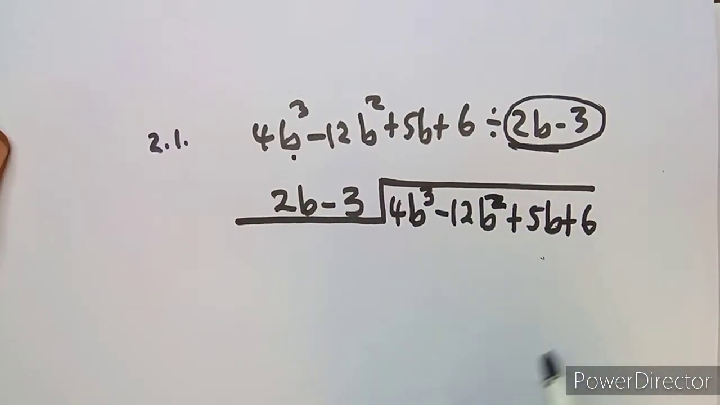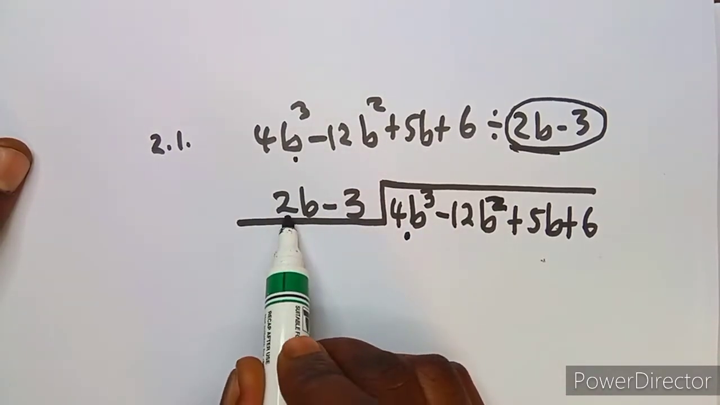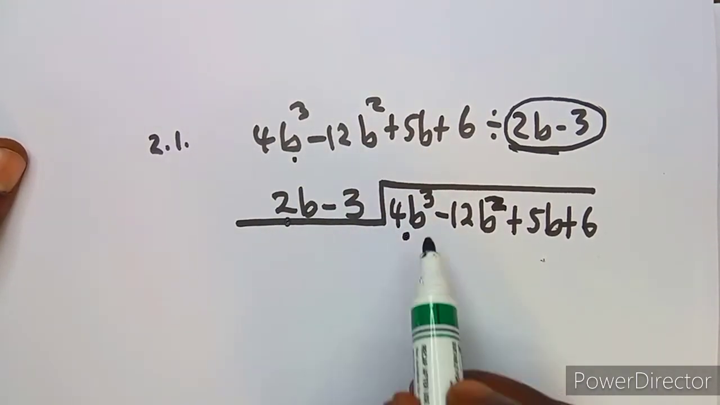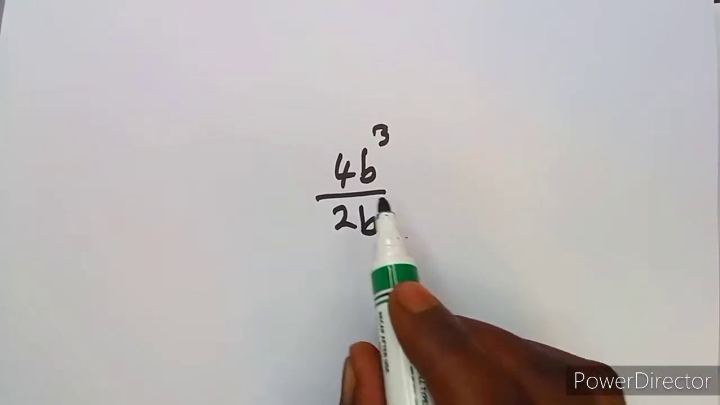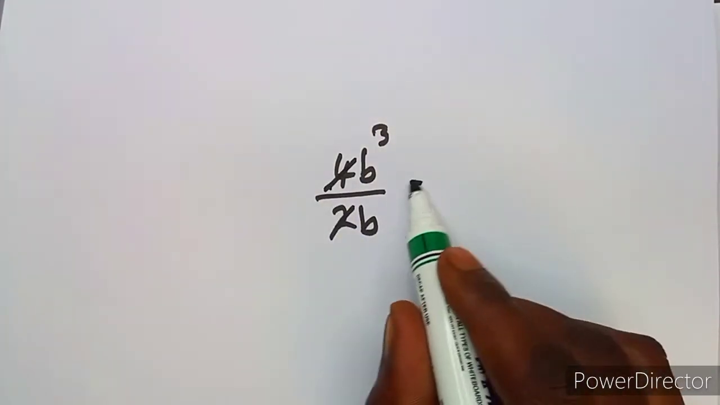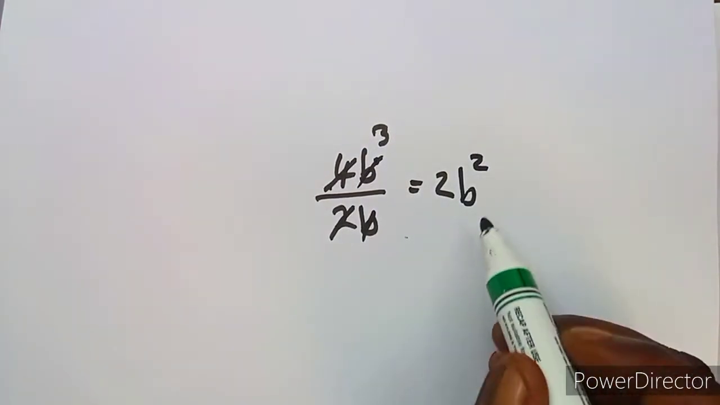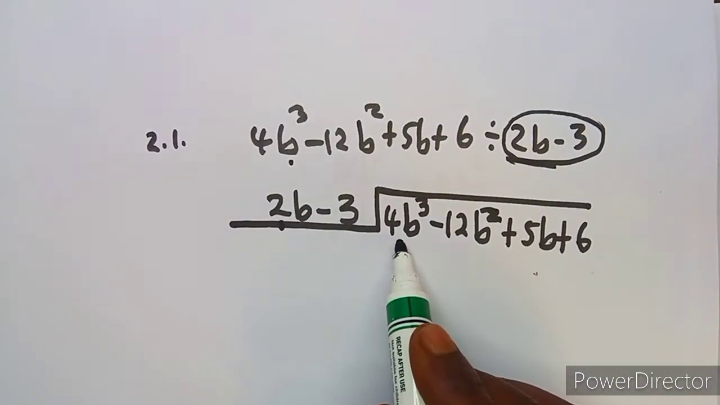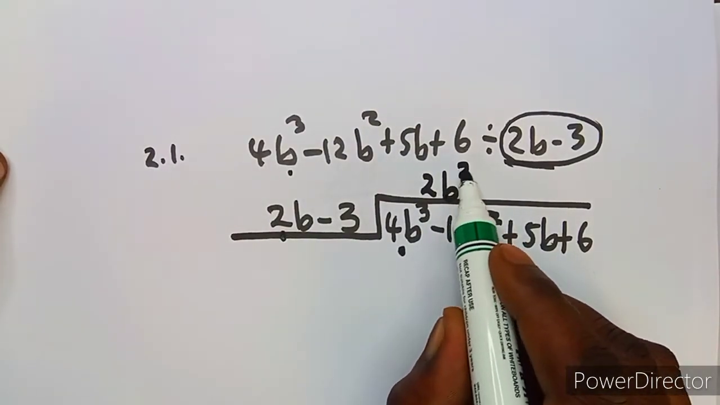How do you apply long division? Remember the concept. You divide the first term by the first term. So it's 4b cubed divided by the first term, which is 2b. Okay, so 4 divided by 2, that is 2. B to the exponent 3 divided by b, so this is going to give us b squared. Or you can just subtract the exponents, 3 minus 1, which is 2. So when you divide 4b cubed by 2b, you obtain 2b squared. This is what we are going to write.